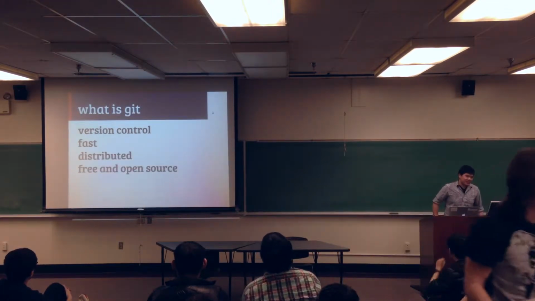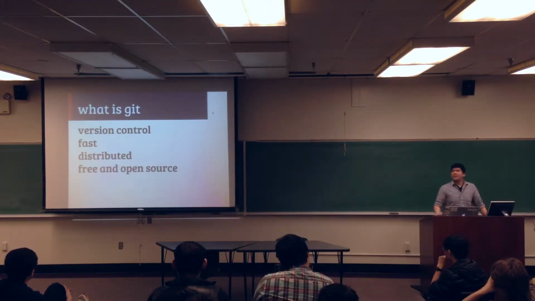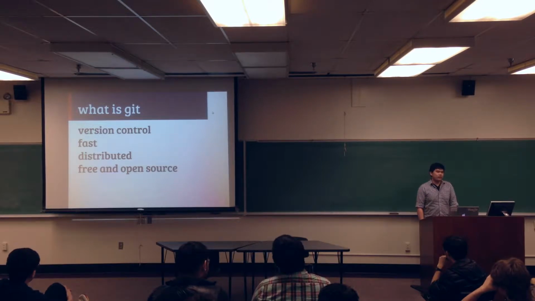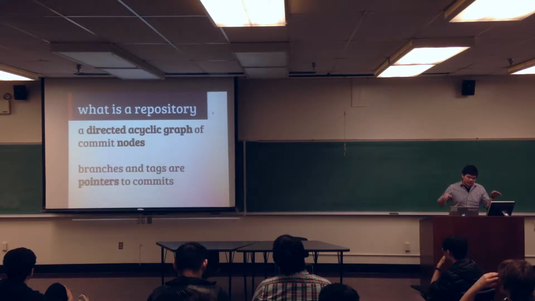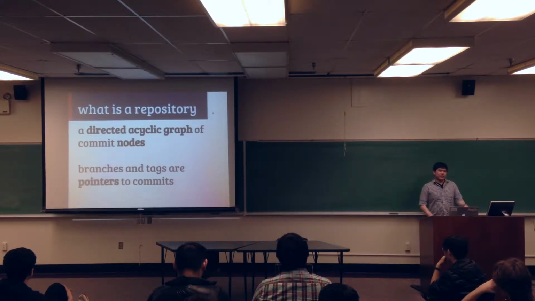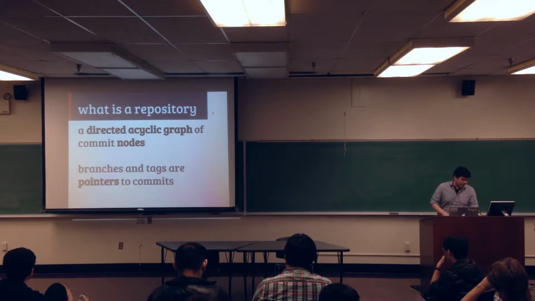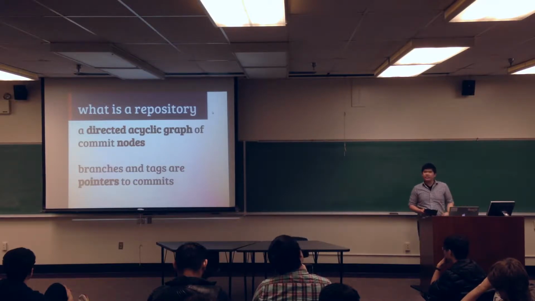Please. Thank you. All right, so what is Git? It's version control, it's fast, it's distributed, it's free and open source. I'm not going to bore you with all the details at this point. So yeah, what's a repository? In Git, a repository is a directed acyclic graph of commit nodes.